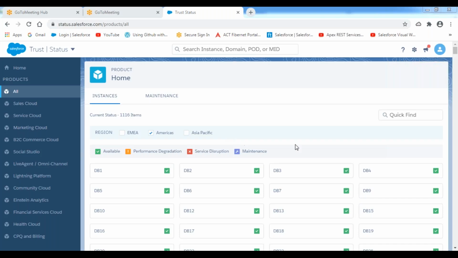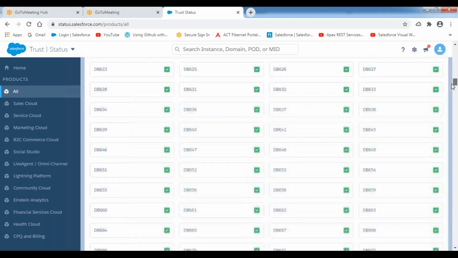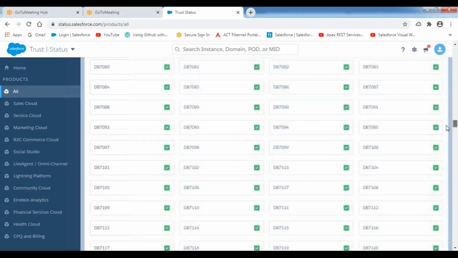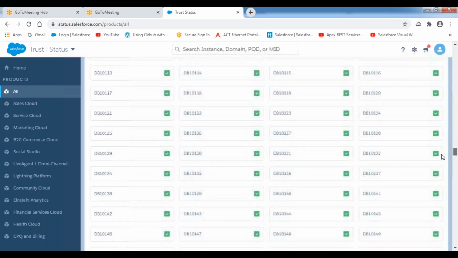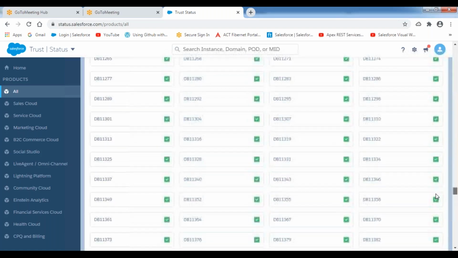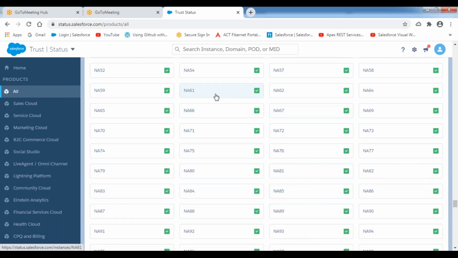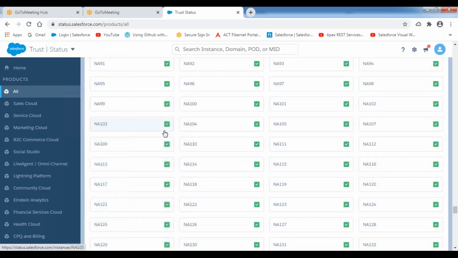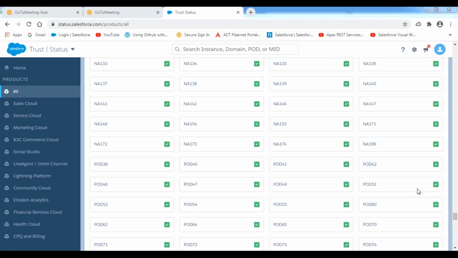So these are the various servers information here. Database servers are also available. We can see the North America region servers also. Let me show you. Now here, let's see. North America region servers are available up to NA 196. Okay, up to NA 196 are available. Now, in this case, these are the various servers being maintained by Salesforce.